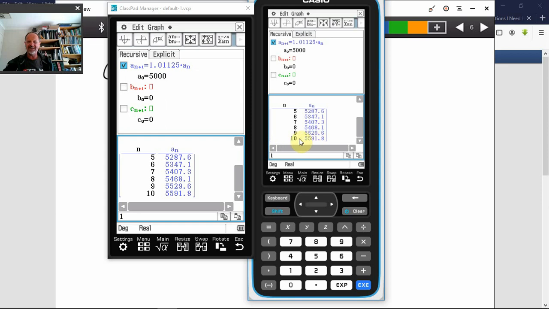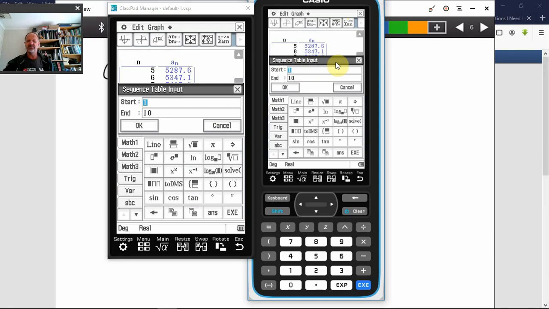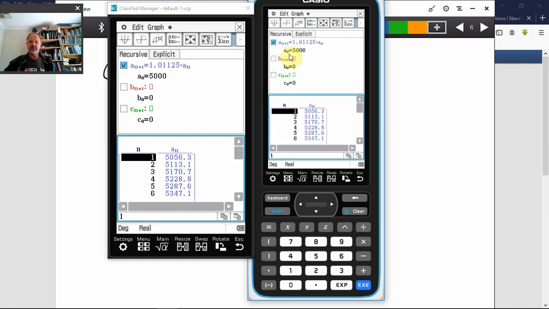Now this only goes down to 10, so we've got to change that. Sequence table input, so that's this one here that I did, the one with the X and the Y. It's ending at 10, we want number 20, so let's end at number 20. Go, and now it's recalculated down to number 20, and there we are, 6,253. 6253 and 80 cents. All right. So as you can see, compounding quarterly, you end up with a little bit more money.